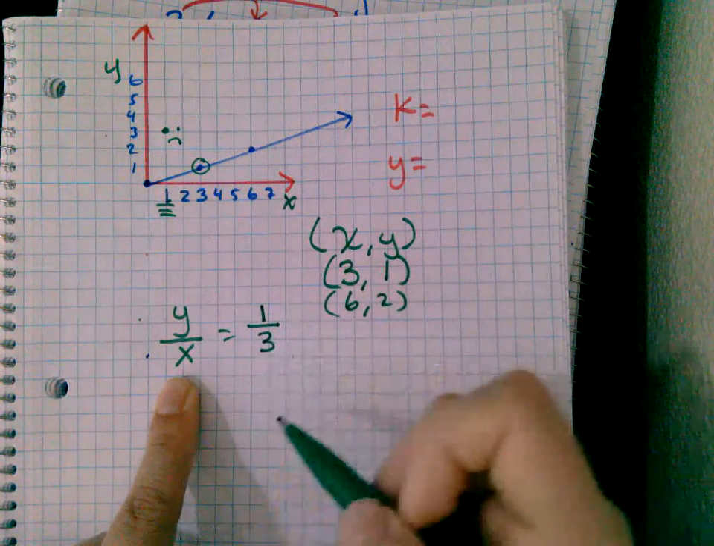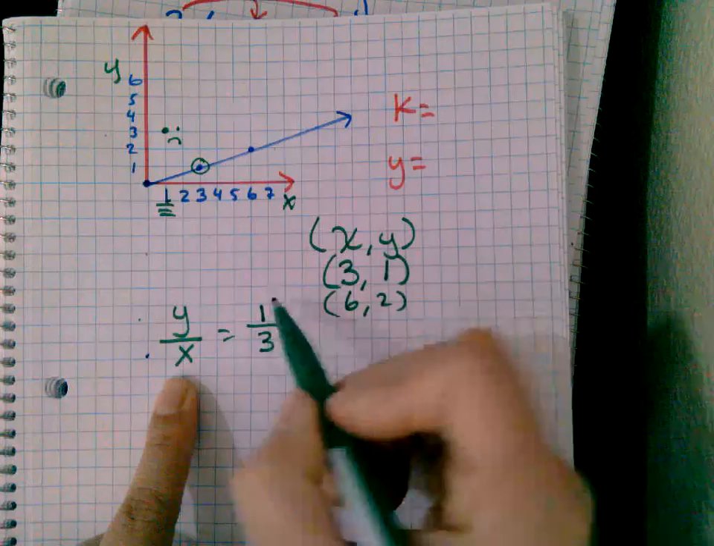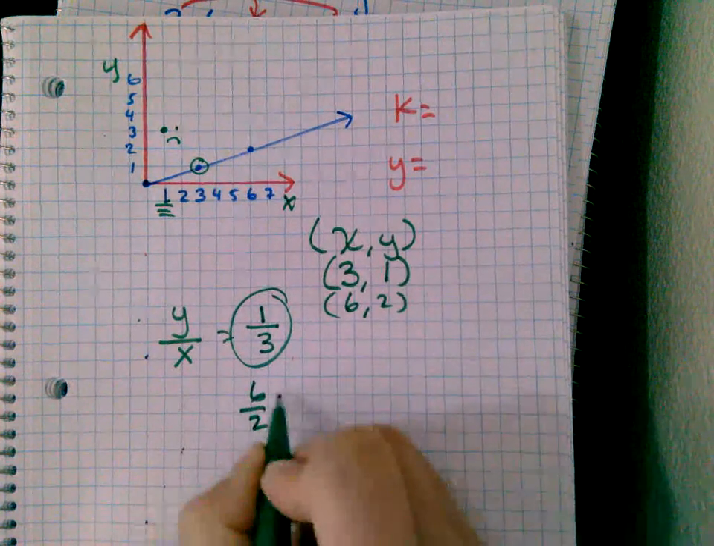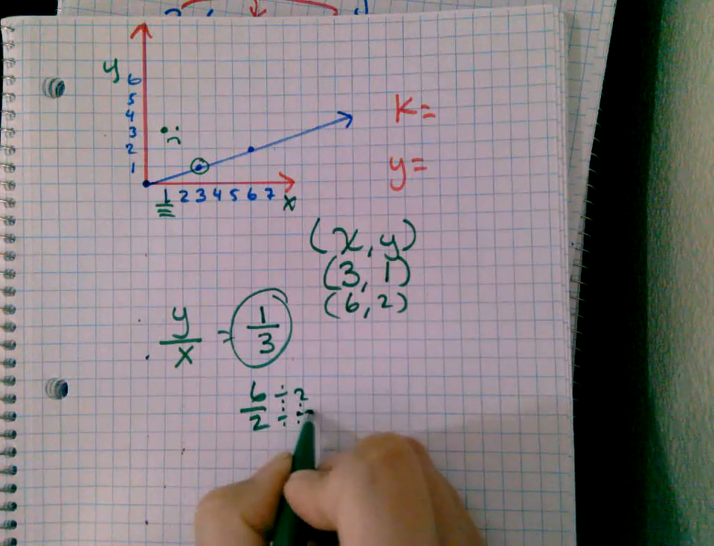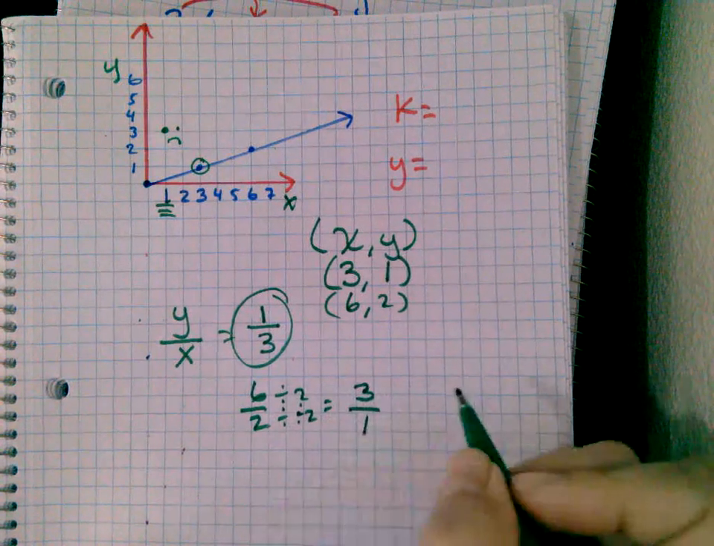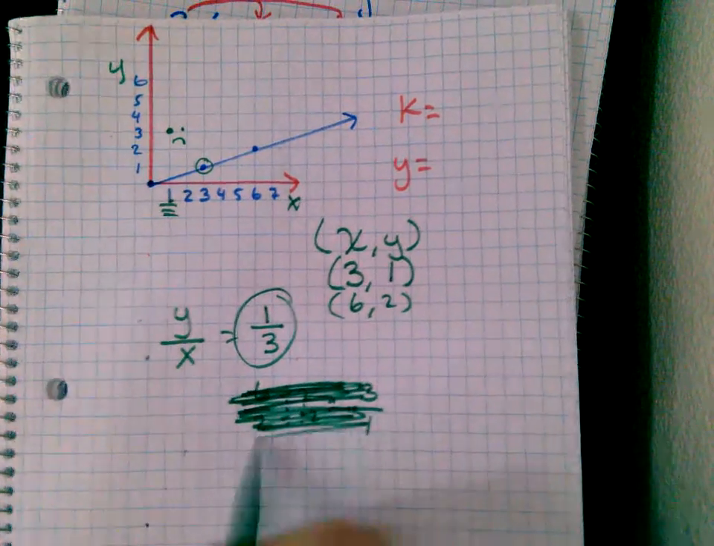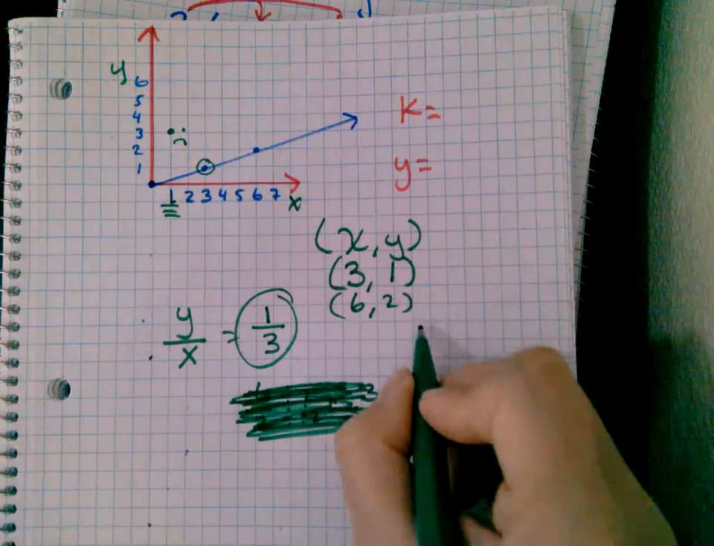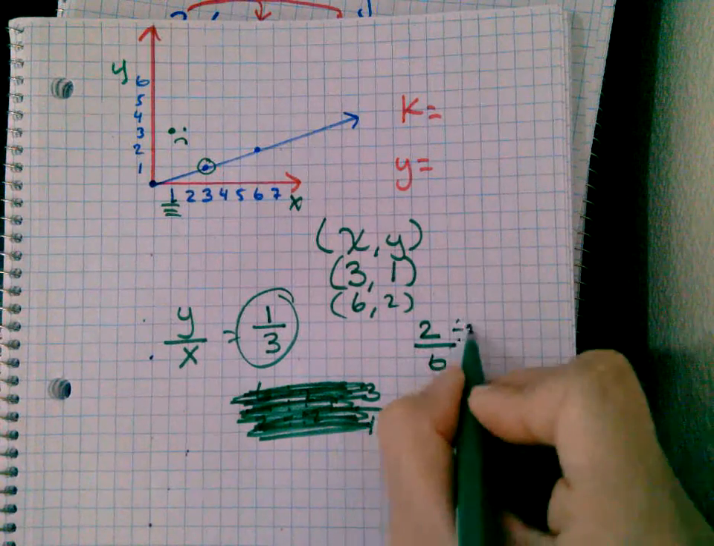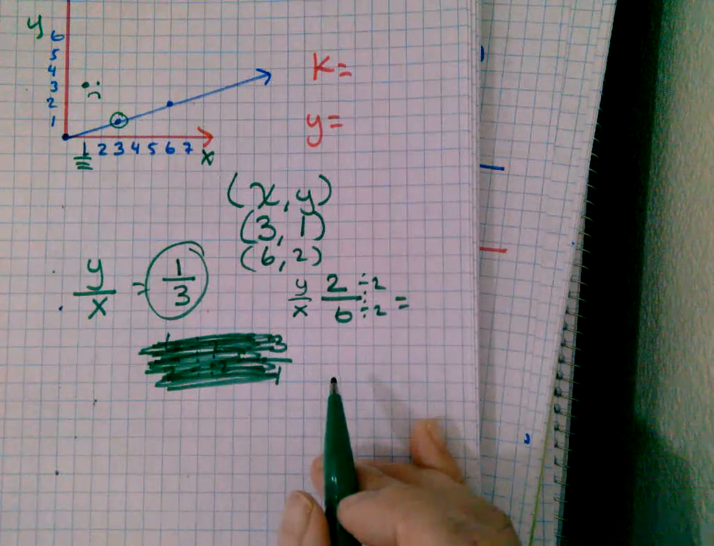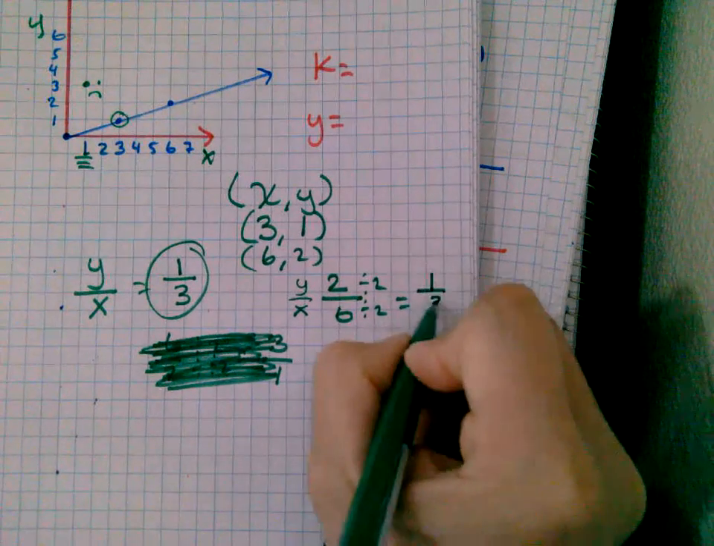Can I simplify 1 over 3? Nope. That's it. If I do 6 over 2 and I divide it by 2, I get 3 over 1. Whoa. Don't. Nothing happened right here. It'd be 2 over 6 divided by 2 because it's Y over X. Don't make mistakes, kids. Don't flip these numbers. This gives you 1 over 3.